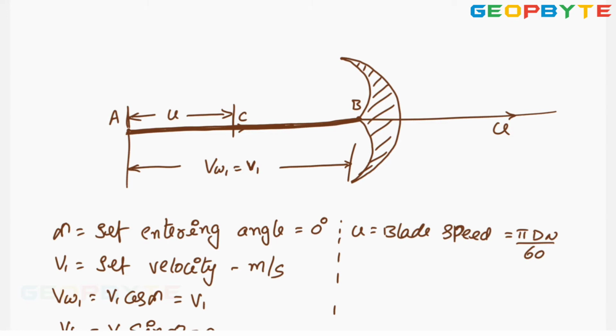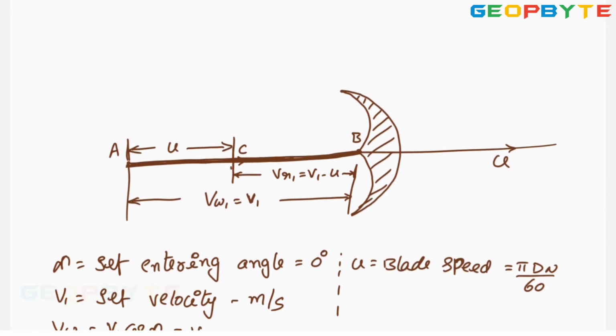In this case, since the jet and blade are both traveling in the same direction, CB is the relative velocity. The relative velocity at inlet equals V1 minus U. Since the jet of water and blade are moving in the same direction, the relative velocity is simply the jet velocity minus the blade velocity. I hope you got my point. That is the inlet triangle.